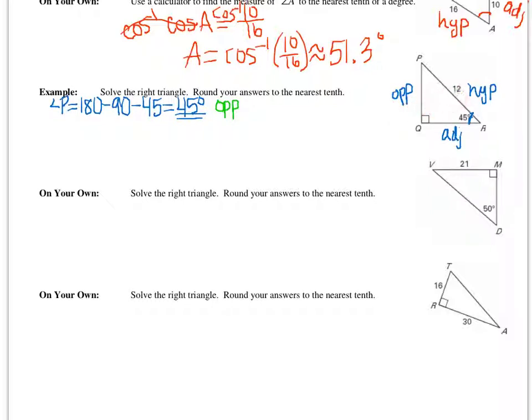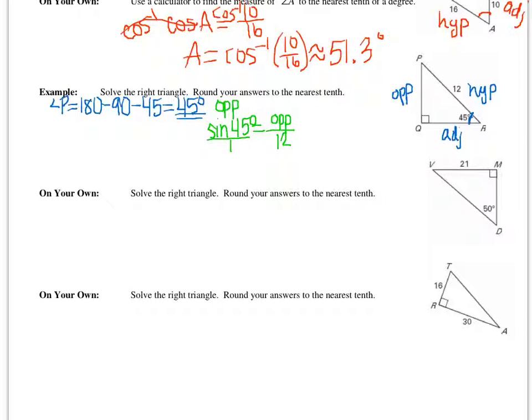I know my hypotenuse. So say what uses opposite and hypotenuse? Well, that's sine. So we're going to say the sine of 45 equals opposite over hypotenuse. So the sine 45 degrees equals opposite, which we don't know, so I'm just going to keep it OPP for opposite, over hypotenuse, which is 12.